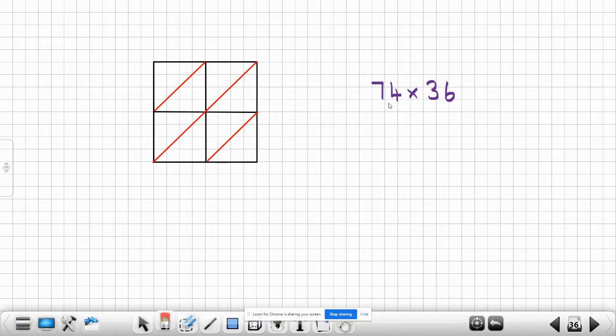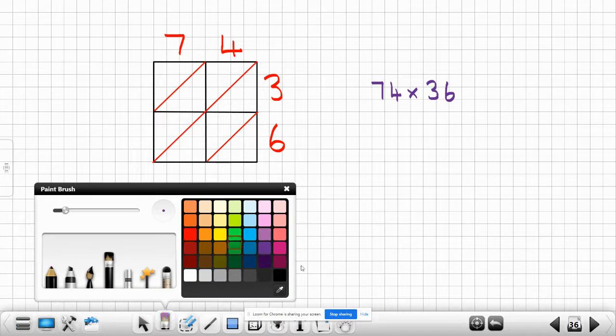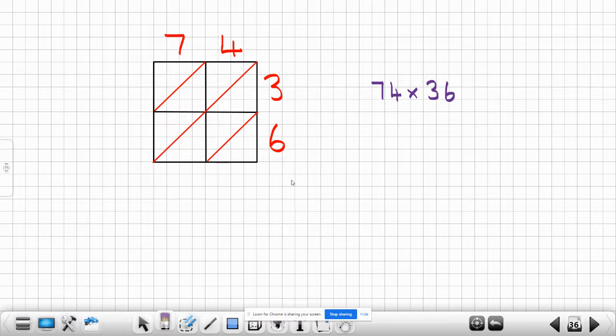So in this one, we're going to do 74 times 36. And of course, although we're breaking it down, so we're going to have 74 here, 36 down here, we still have to be able to know our 7 and our 6 and our 4 and our 3 times table. So if you struggle with those, you might want to pause for each sum that we do so that you can check before you put your answer in.